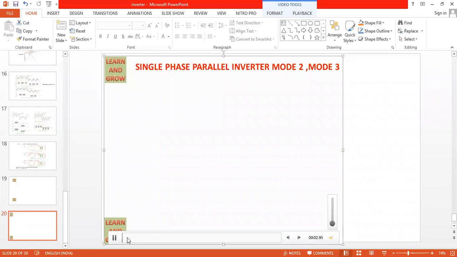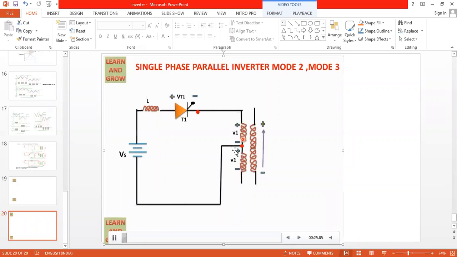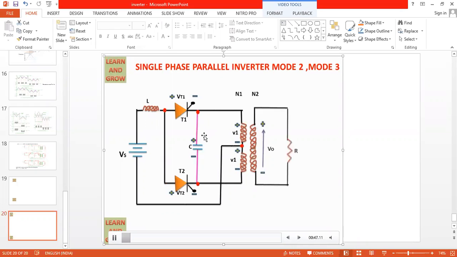I'm just repeating that the parallel inverter must contain the center tap transformer in order to improve the voltage. Without the capacitor, we cannot apply the pulsated signal to the center tap transformer. Pure DC can never be applied to a center tap transformer. Pure DC, with the help of switches, is converted to switchable DC or pulsated DC, in the form of a pulse signal, and that signal is applied to the transformer. Now we are going for mode 3.